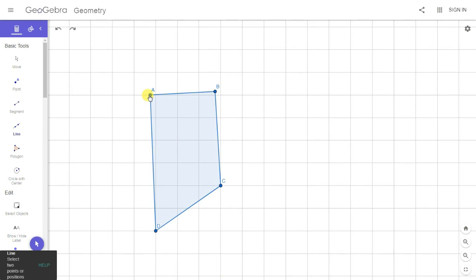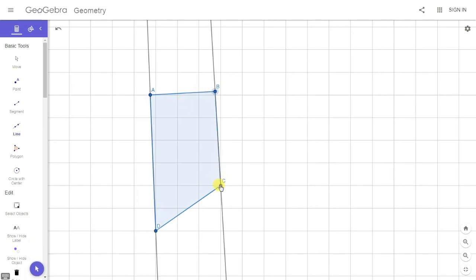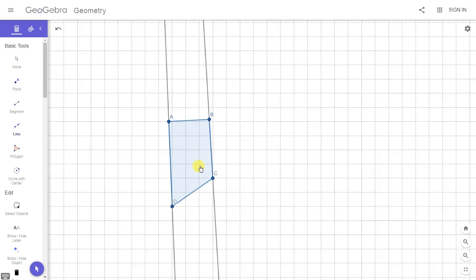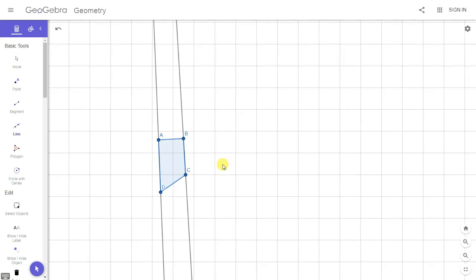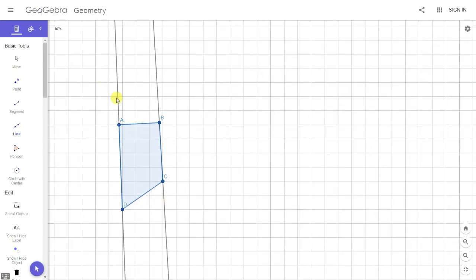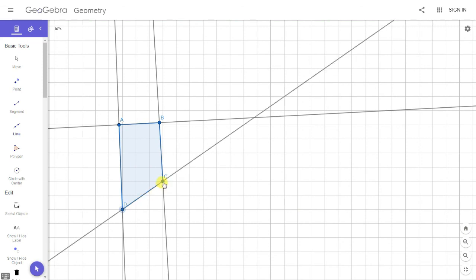That's our line AD and line BC. And if you look at this, the distance between the two lines is same, and they are not intersecting when they have been extended. So that means they are parallel lines. So we have got one pair of parallel lines and the other pair is not parallel, right? They are intersecting. So that means we have only one pair of parallel lines in this.